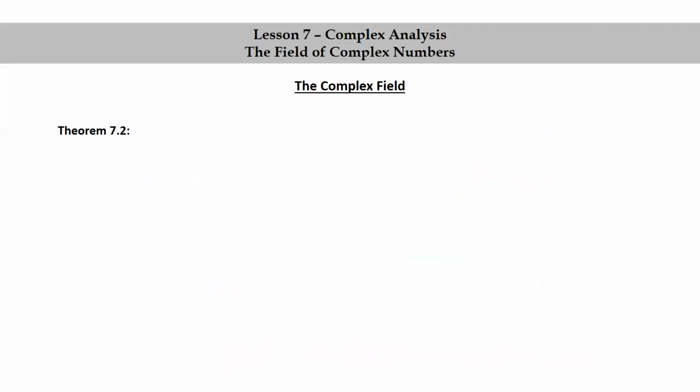So one question you might be asking yourself is, can we put an ordering on the field of complex numbers so that we get an ordered field? By this next theorem, the answer is no. The field of complex numbers cannot be ordered.